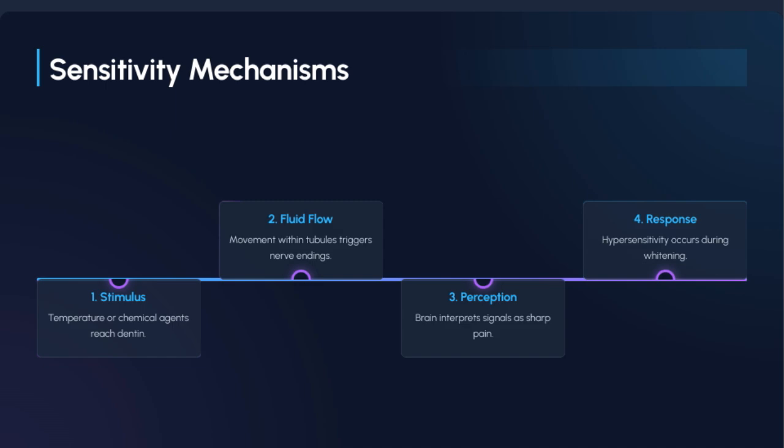Next, the perception stage occurs where the brain interprets these signals as sharp pain. And finally, hypersensitivity happens during whitening because this process can intensify these responses, making patients feel more sensitive than usual. Understanding these steps helps us better manage and minimize discomfort during whitening treatments.